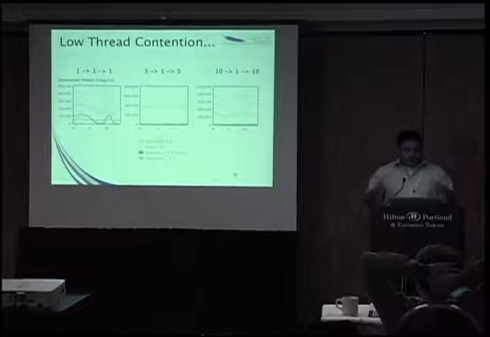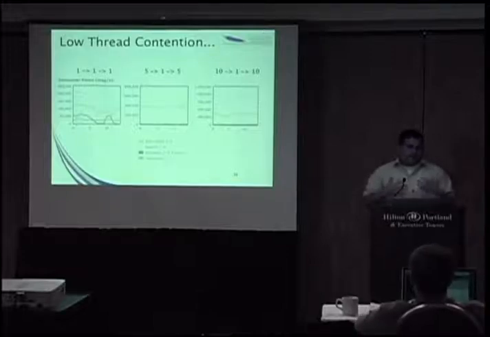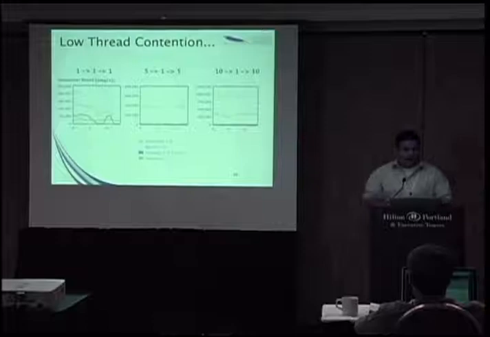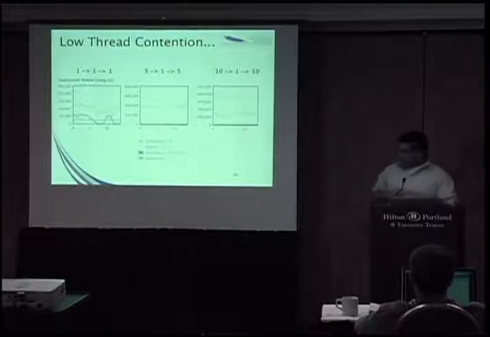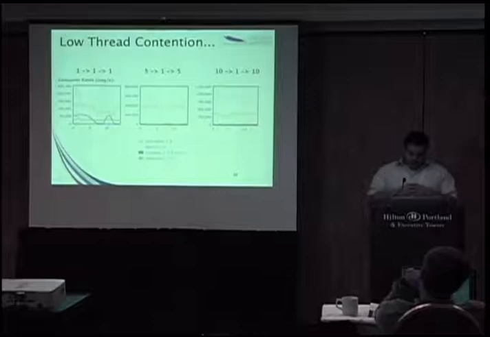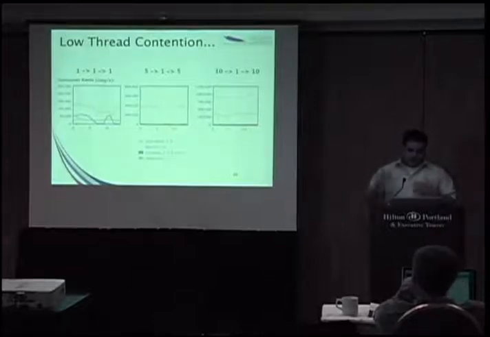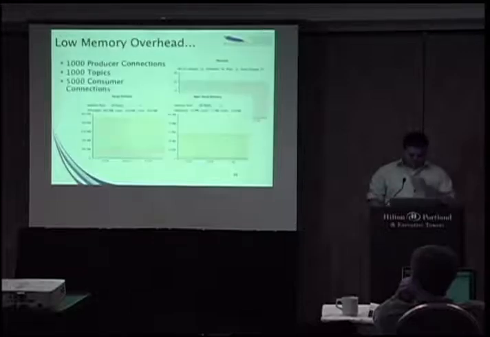But you start ratcheting up the contention, right? We're only going to use one topic, but we're going to increase the number of producers and the number of consumers attached to this one topic. Apollo starts to inch out a little bit more. And as you really ratchet it up to 10 producers talking to 10 consumers over a single topic, Apollo really starts to shine, showing that it has lower contention than, for example, the traditional ActiveMQ model.